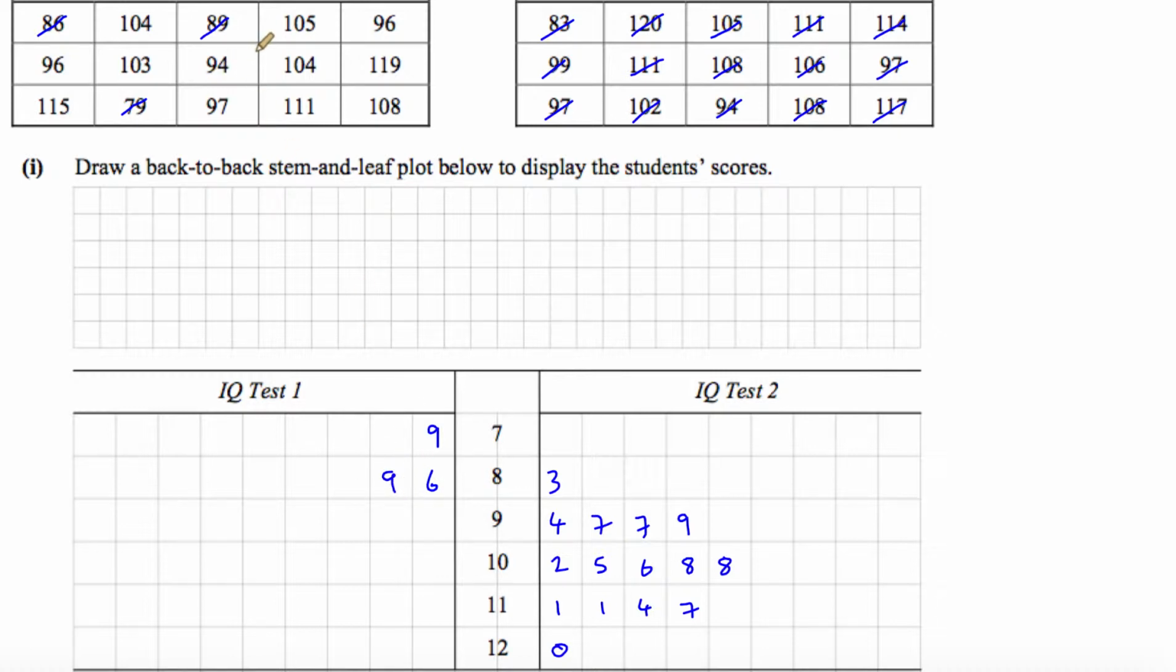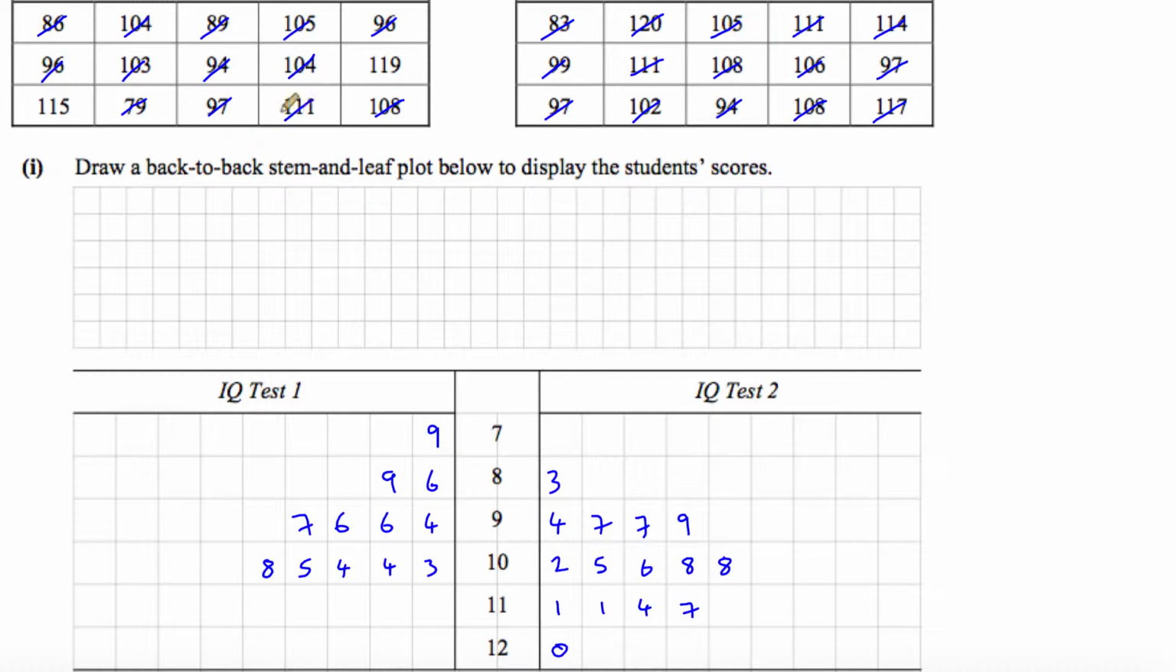After that we're looking at the 90s. So I have 94, I think is the next lowest, 94, and then two 96s and a 97. So 94, 96, 96 and 97. Then I'm looking at the hundreds. So I've got 103, 104 twice, and 105. And then finally I have 111. Oh, there's a 108 down here, which I nearly missed. 108, which goes in there as well.